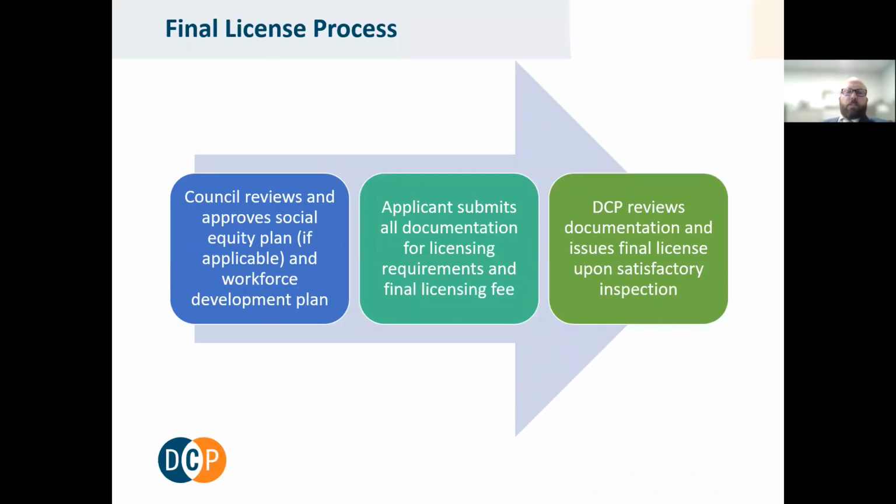The final license process involves review of certain components by the Social Equity Council, including the workforce development plan and the social equity plan, if applicable. That documentation and the fees will be submitted, and then the department will review those and perform an inspection of that facility. It's important that applicants that make it to this stage communicate with the department pretty regularly, because we'll likely want to see the facility in multiple stages of completion.